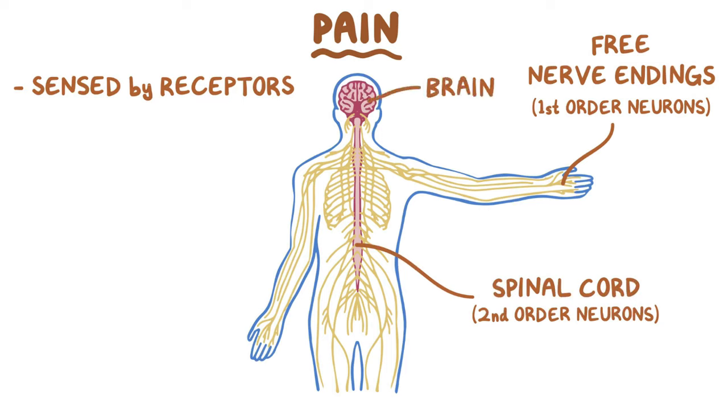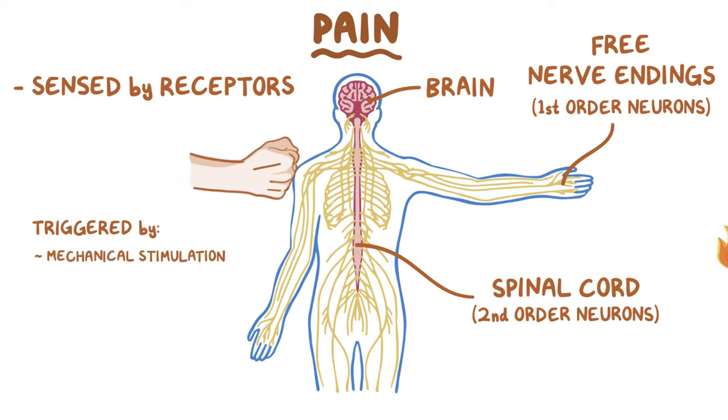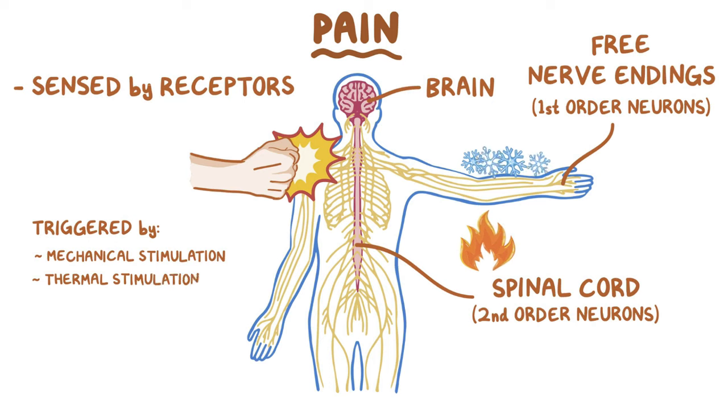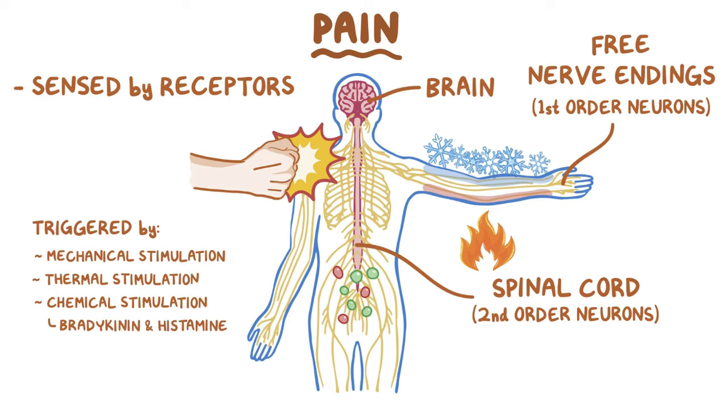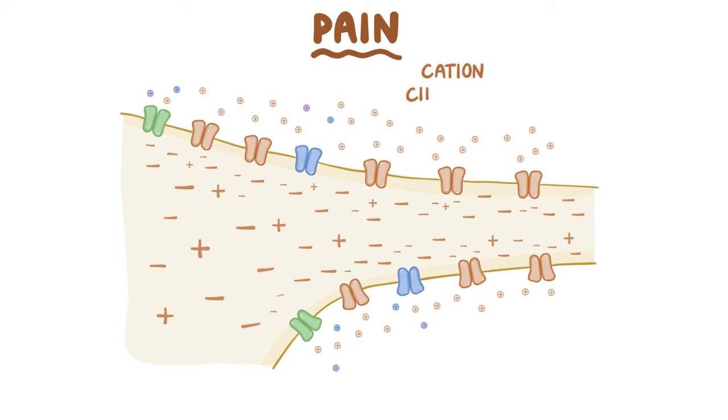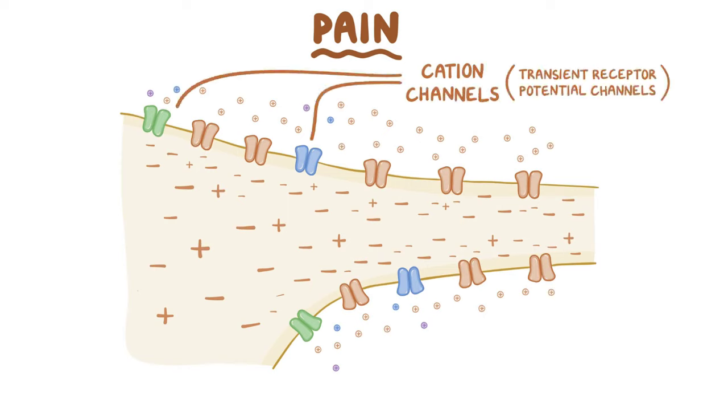Free nerve endings can be triggered in several ways: by mechanical stimulation, like getting punched, by thermal stimulation, like heat and cold, or by chemical stimulation from molecules, like bradykinin and histamine. These noxious stimuli trigger the opening of cation channels on the membrane, called transient receptor potential channels. This allows sodium and other positive ions to flow into the cell.